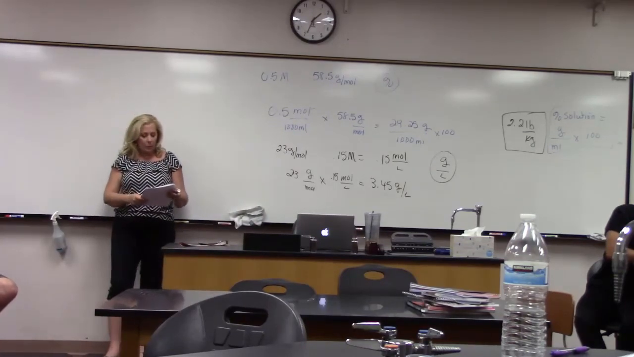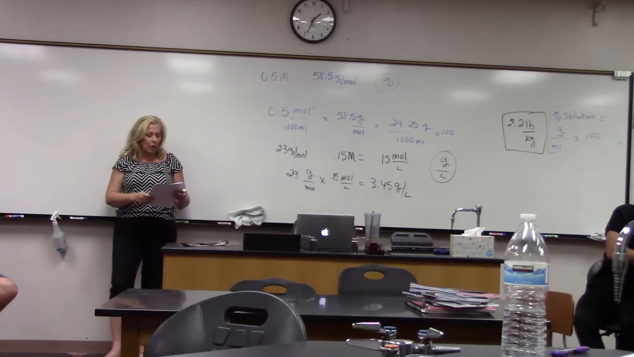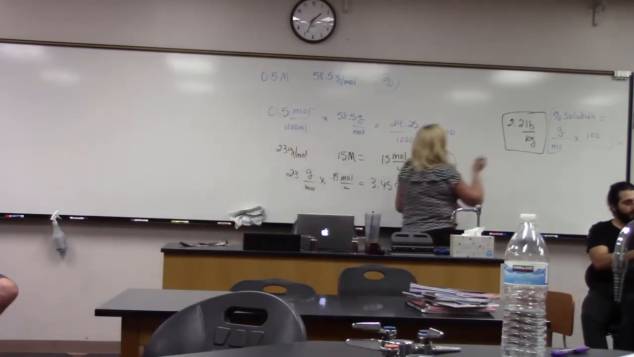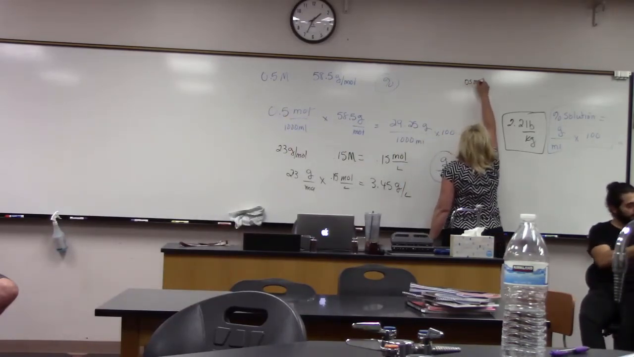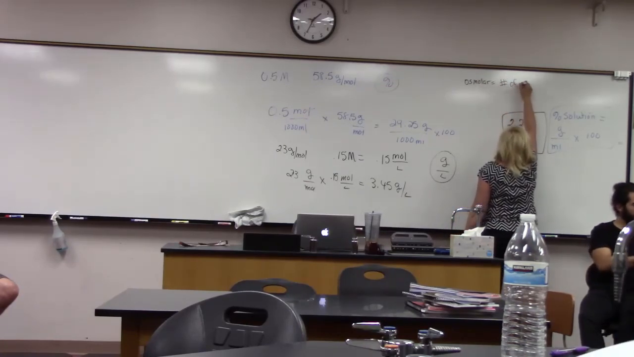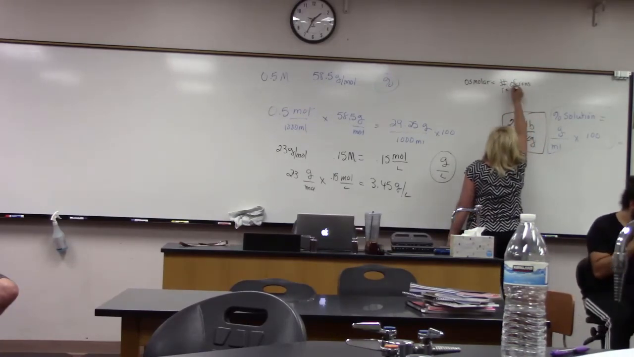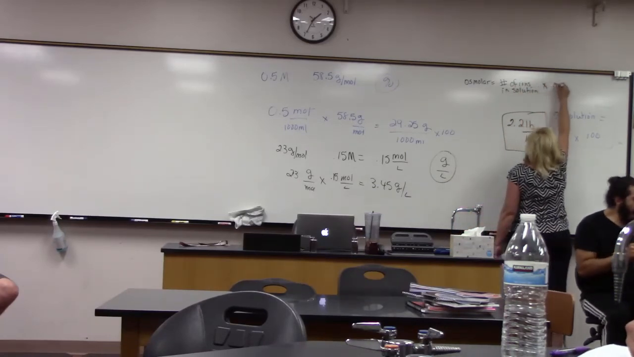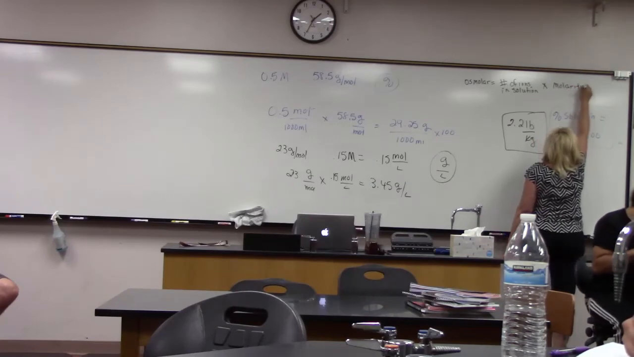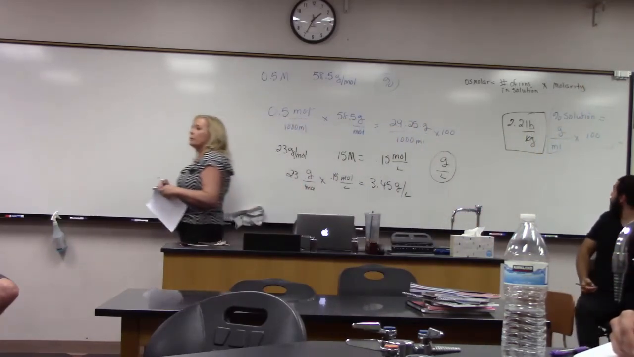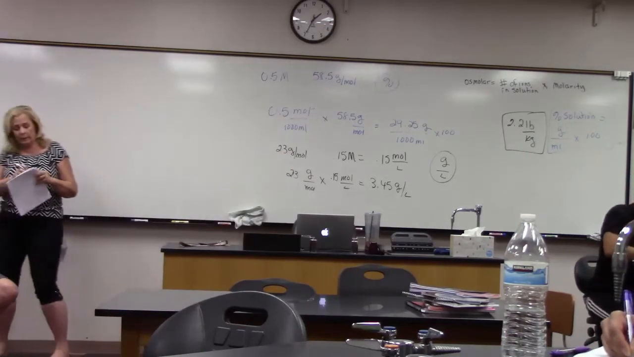The next one: what is the osmolar concentration of an 11.7% solution of sodium chloride? Okay, so osmolarity equals the number of ions in solution times the molarity. So you have to find molarity first in order to find osmolarity.